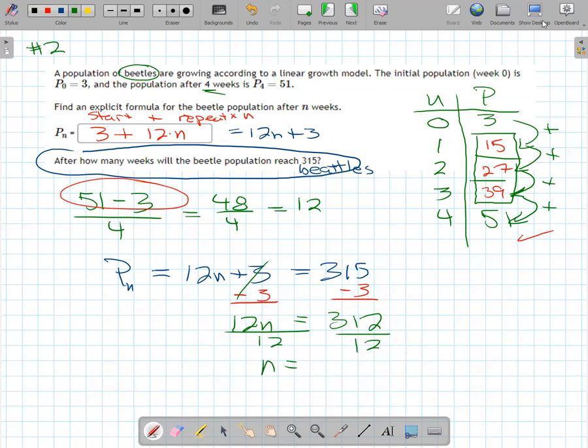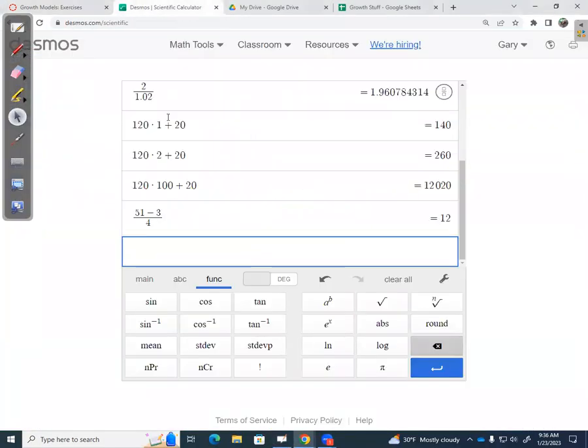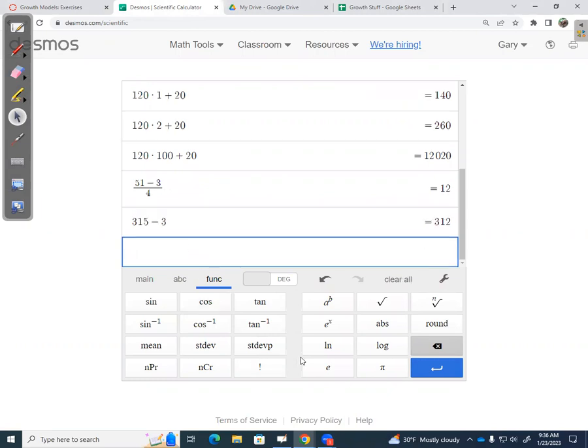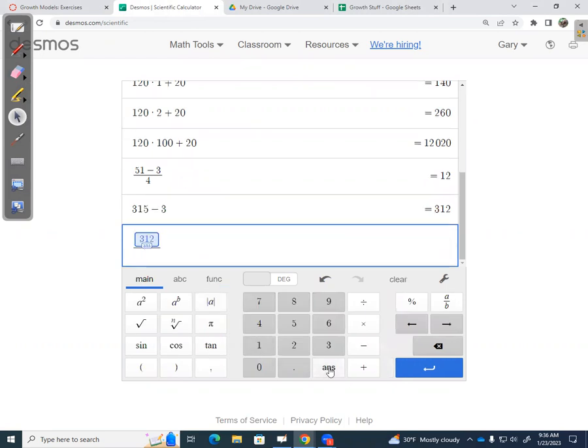Let's double check. And again, you might say, why would I check 315 divided by 3 minus 3? Like, my brain does weird things under stress. So test, double check everything. All right, so there's my 312. And I want to take that previous answer and divide it by 12. And I get 26. What a nice number.